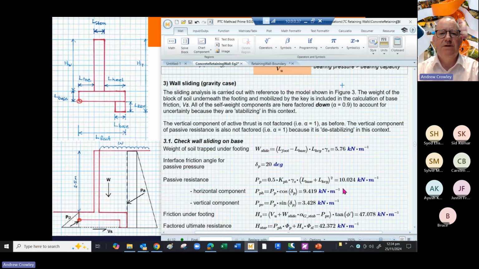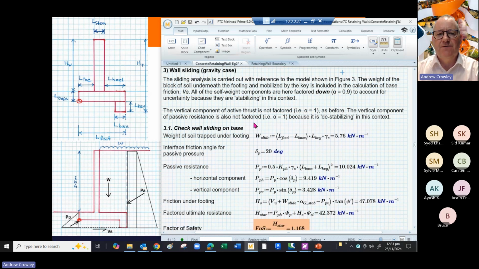So we move on to the wall sliding. That's our third case we're considering today. And for wall sliding, we factor down the self-weight components because they're stabilizing and apply a factor of 0.9. The vertical component of active thrust is not factored, it's just 1 as before. And the vertical component of the passive resistance is also not factored because in fact it's destabilizing in this context.